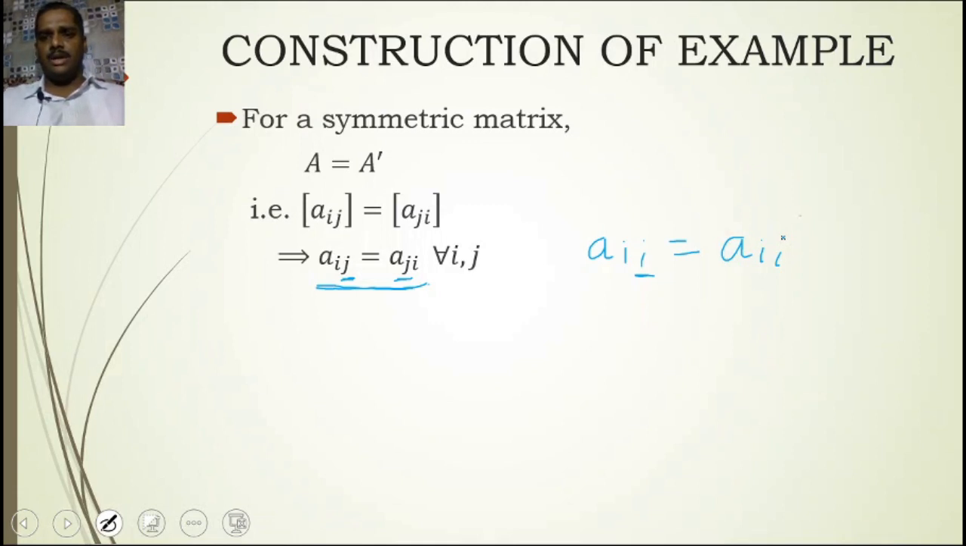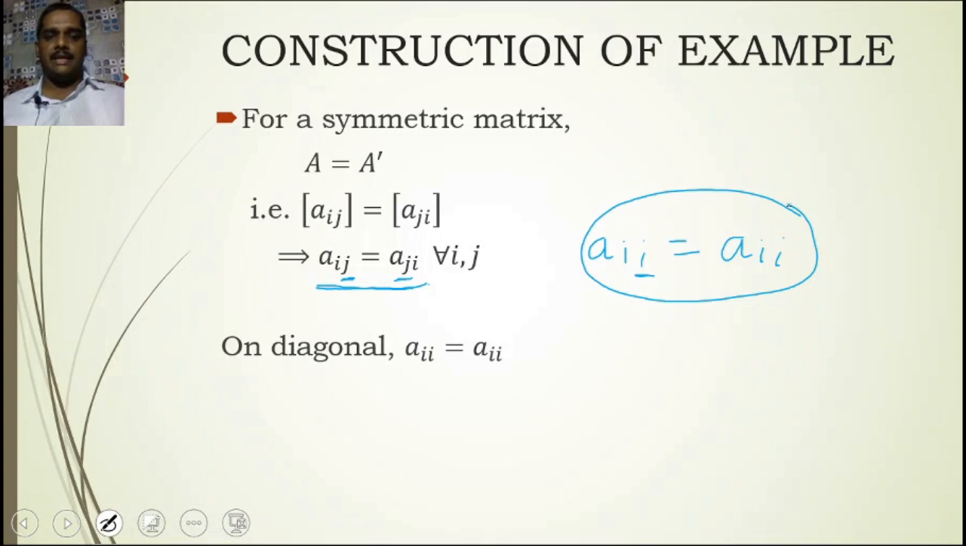So on the diagonal we get aii equals aii, which means there is nothing special about it. You can have anything on the diagonal. You can have a positive number, a negative number, or zero, it doesn't matter. So there is nothing special about the diagonal entries of a symmetric matrix. You can have anything on the diagonal of a symmetric matrix.